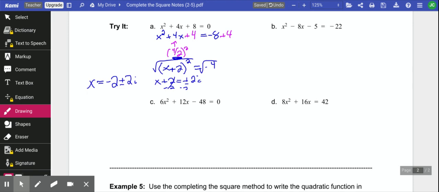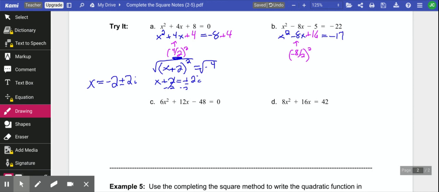All right, let's check out B. We're going to start this the same way. We're going to move our constant term to the other side, so I'm going to add 5 to both sides. There's already something over there, which is not a huge deal. That's just going to be a negative 17 now when I added 5. If there's something out front, we have to factor it, but there's not. So we're going to take negative 8 divided by 2 and square it. That's going to give us negative 4 squared, so 16. That's what we're adding here, plus 16.